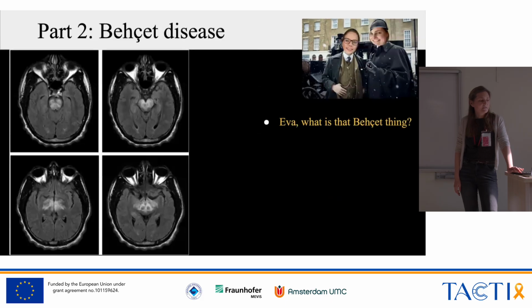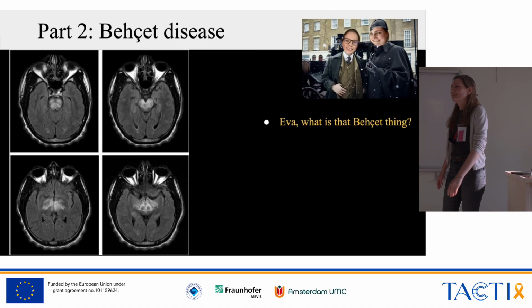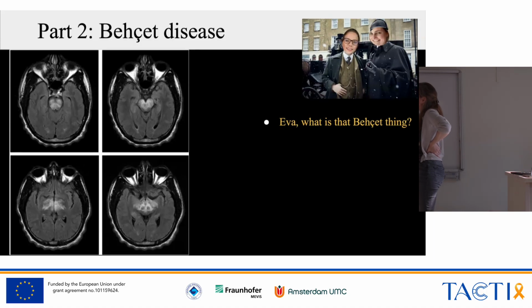A special kind of vasculitis has a Turkish name, Behçet's disease. What is this Behçet thing again, Eva? Yeah, we have the expert here. We were discussing over lunch because we don't see a lot of patients with Behçet in Holland. Despite the fact we have a significant Turkish population in Holland, they left the Behçet disease at home, maybe. It's quite common in Turkey and the Middle East area.